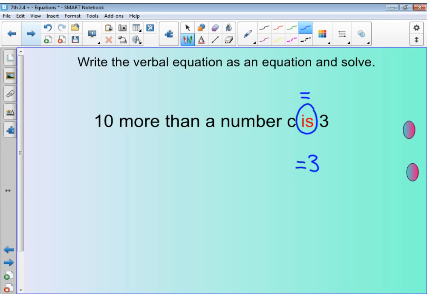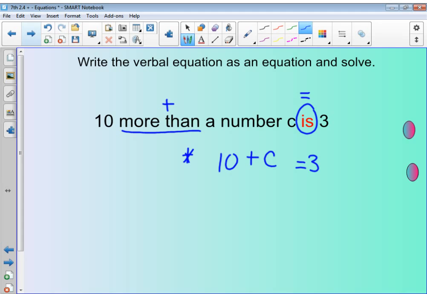10 more than a number, well, more than means we're going to be adding. And a number, well, the number they're telling us to use is C. So 10 more than C. So 10 plus C equals 3. So then you would go through after you write the equation, because on these you're going to have a two-step process. You're going to have to write the equation, and then you're going to have to solve for C.